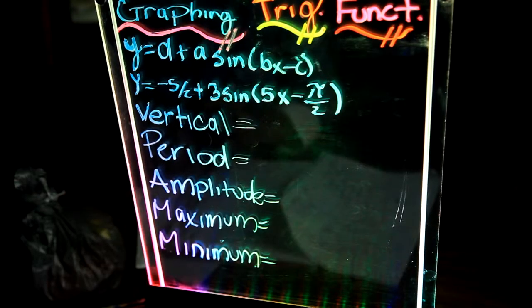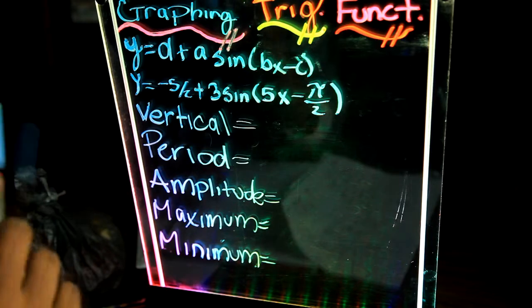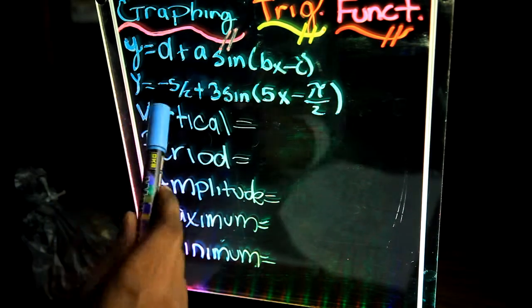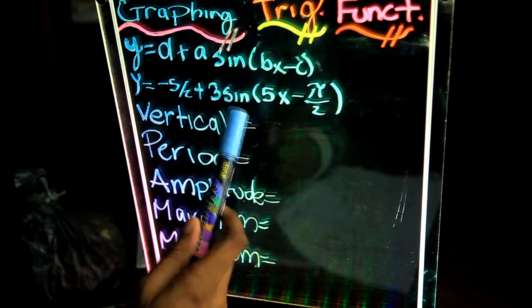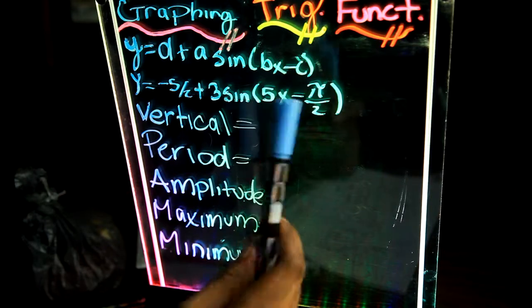Okay. So today we're going to be working with graphing trigonometric functions. We're going to start with our original trigonometric function, which is y equals d plus a sine of bx minus c. Our equation today is y equals negative 5 over 2 plus 3 sine 5x minus pi over 2.